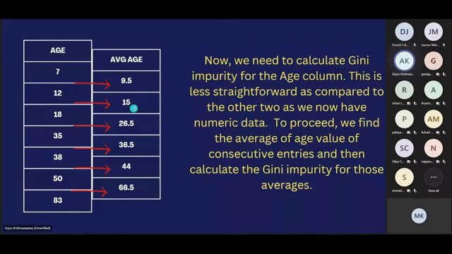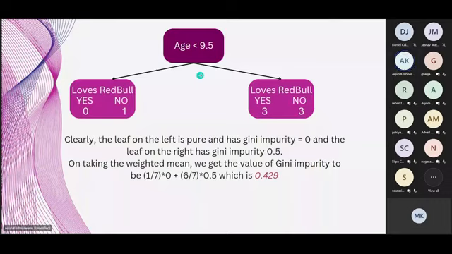Again, we find the Gini impurity values for all of these splits. I'll show an example. If you use age less than 9.5 as a criteria, people aged less than 9.5, none of them like Red Bull, and people aged more than 9.5, three of them like Red Bull, three of them don't.